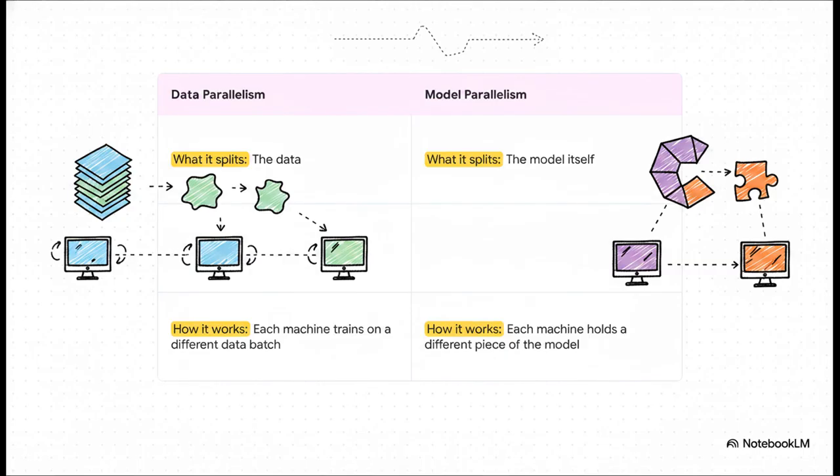The first is data parallelism. That's where you chop up your data into chunks, give a different chunk to many different machines, and they all work on training the same model together.